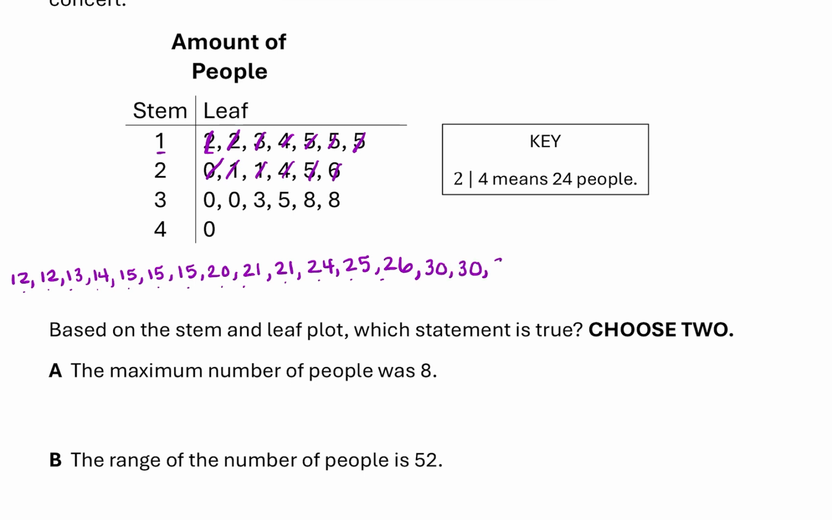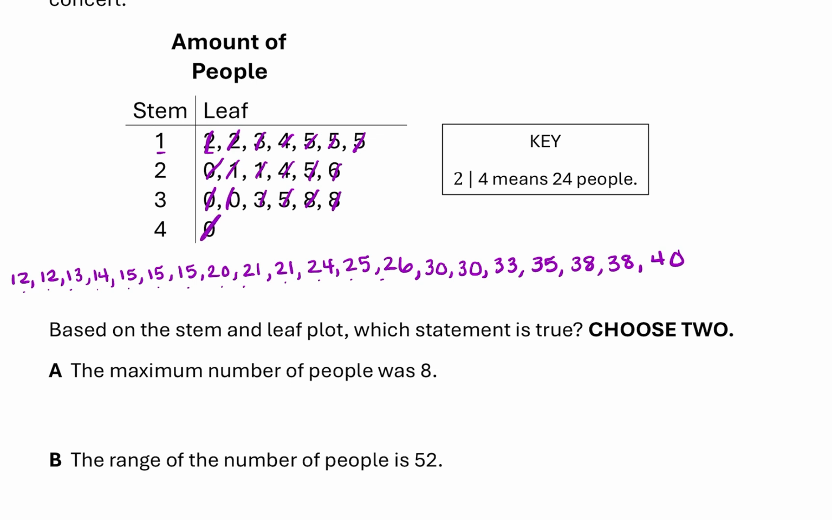30, 33, 35, 38, 38. 1, 2, 3, 4, 5, 6. 1, 2, 3, 4, 5, 6. All right, and then my last one would be a 4 and a 0, which is 40. And I actually got those all in, so I did good.